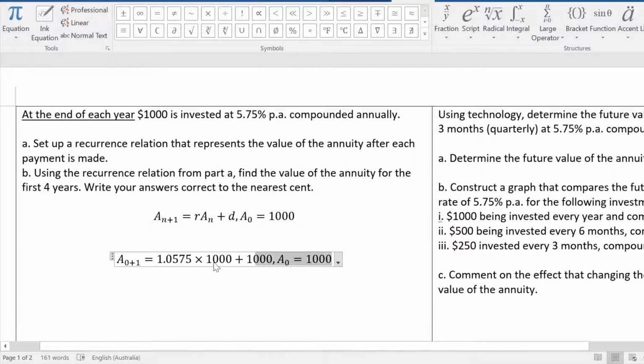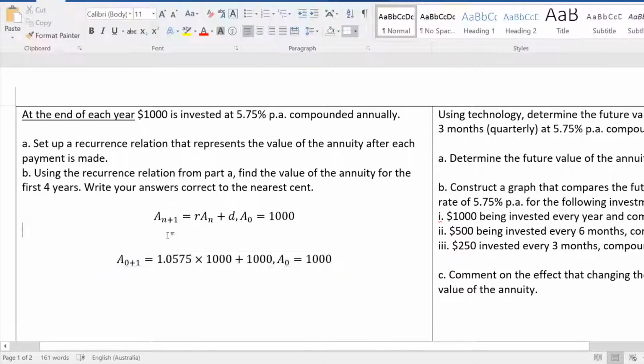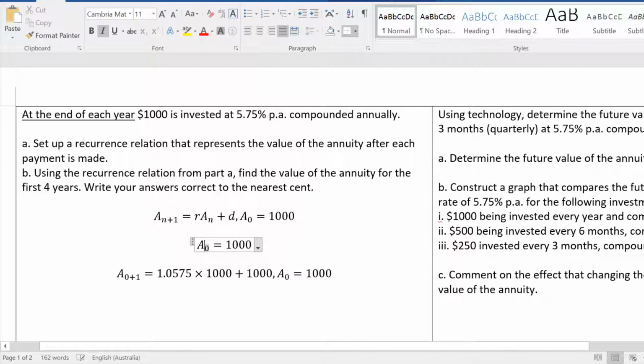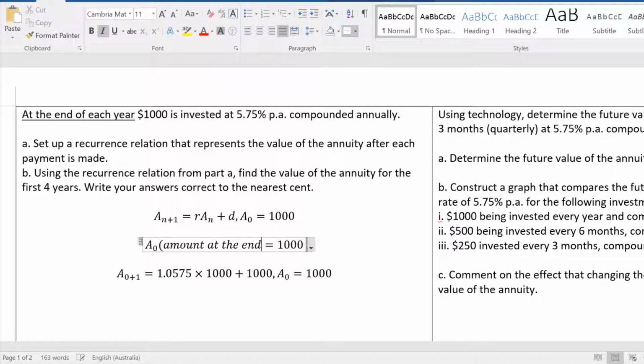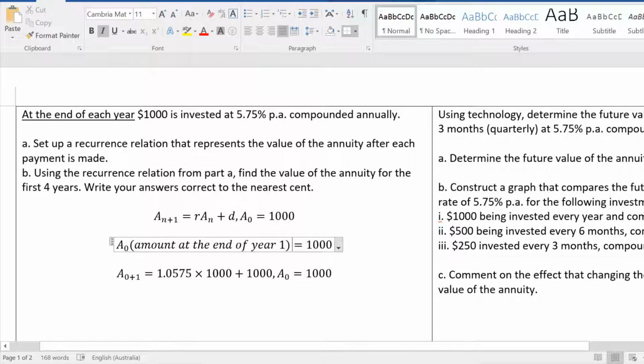Now, we're going to think about this logically for a second. Instead of saying A0, we can call this the amount at the end of year 1. The amount we have at the end of year 1 is $1,000. Now you're probably sitting there thinking, but hang on, why hasn't that got any interest? That's because, going back to my underlined section, at the end of each year, $1,000 is invested at 5.75% per annum compounded annually. So that's why we only have $1,000 at the end of the first year.